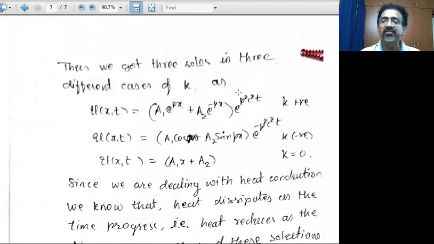Now let us discuss which solution suits our heat equation. What are the physical properties of heat? If I heat a substance and keep it for a very long time, the heat reduces. That is, as time increases, the heat decreases. So that is my first observation.